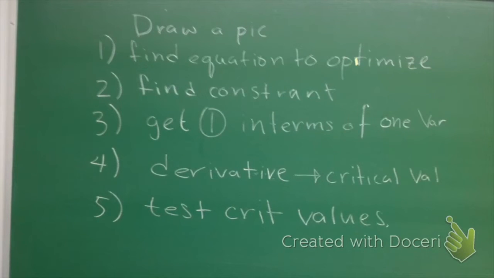Optimizing. We've got a game plan. Remember, you can pause this and write this down. 1. The equation: find the equation you want to optimize. Then, find a constraint, so you can get the equation in terms of one variable. Then, take the derivative and find the critical values. After that, you test the critical values.